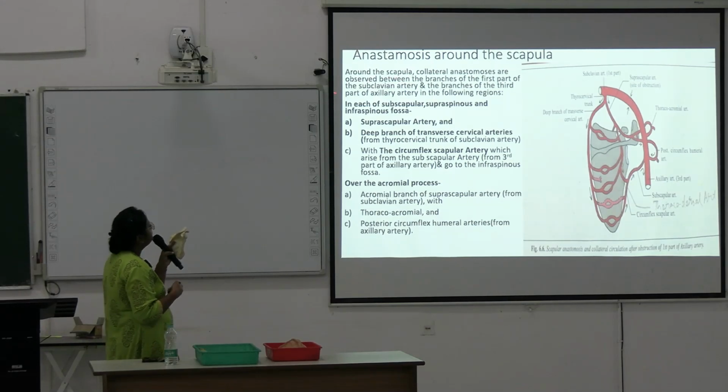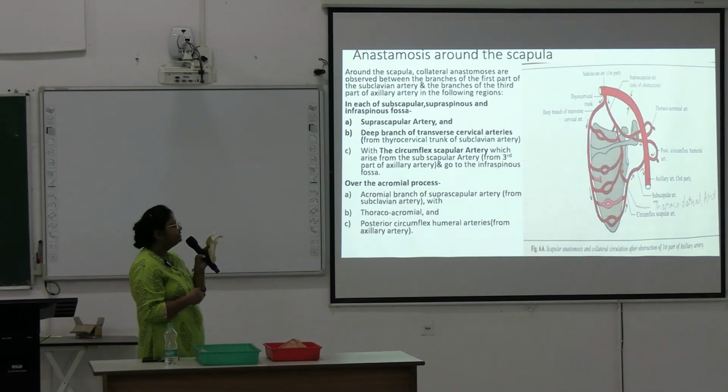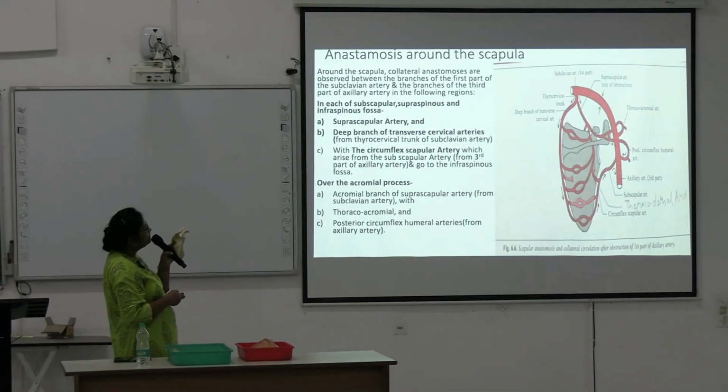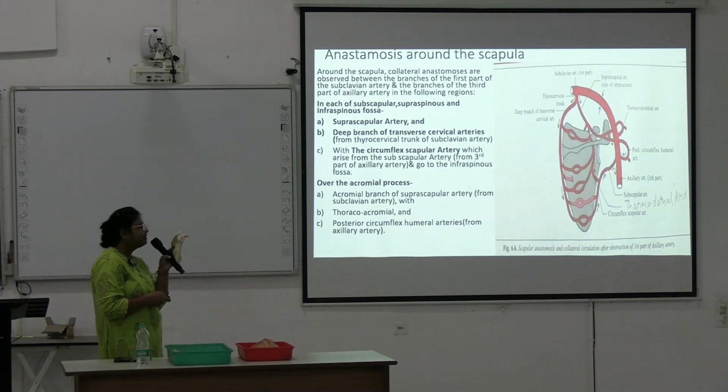So how is it formed? Around the scapula, collateral anastomoses are observed between the branches of the first part of the subclavian artery and the branches of the third part of the axillary artery in the following regions. See here, this is the subclavian artery, first part, continuing downward as the axillary artery.